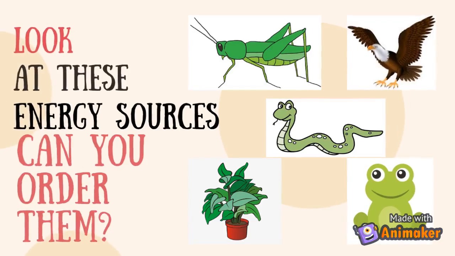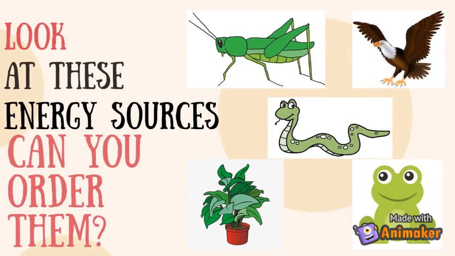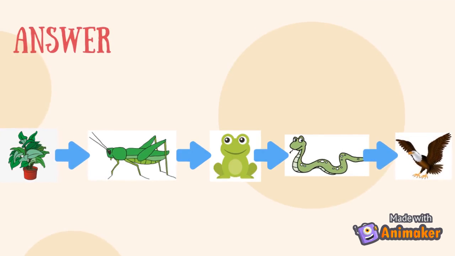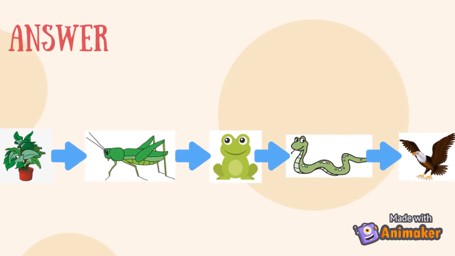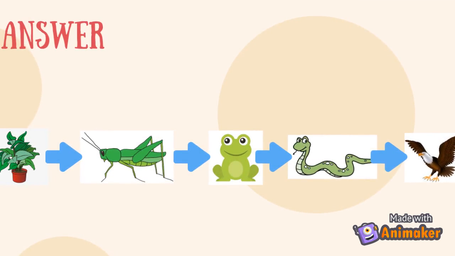Having learnt about food chains, look back at the introductory activity and make the necessary corrections. Is this your answer? Plant, eaten by grasshopper, eaten by frog, eaten by snake, eaten by eagle. Good job!